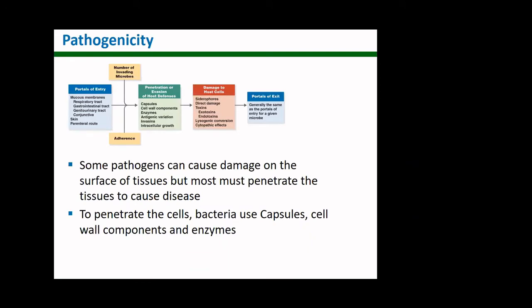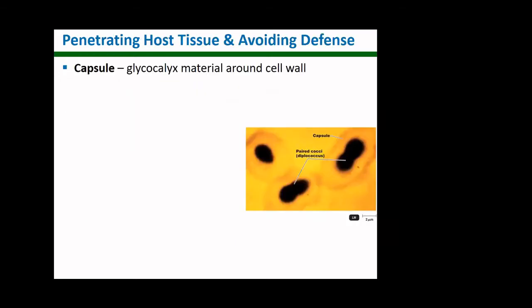All right, avoidance of host defense and penetration. So the pathogen encounters the host. It then adheres to host cells, okay? And then it has to get around the immune system, okay? Or get into cells. And there are different tools that pathogens can use to do that. The first one is the capsule.